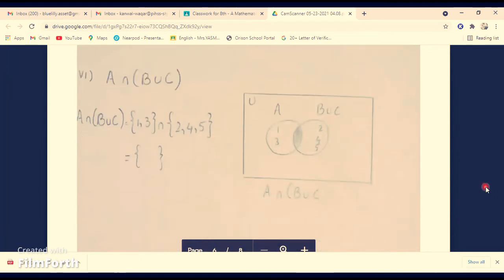Then this one. Now, the main thing is intersection. First, find out the union here, and then A set is there. Nothing is common, so you can color this part, but don't write any number.